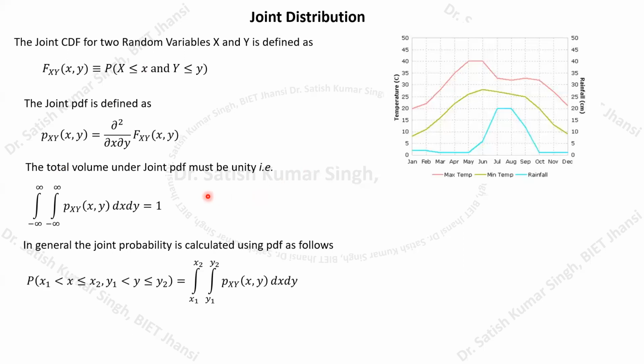But when we have two random variables, the volume carved out by that particular surface will be equal to 1. Okay, so it is representing the volume, right? So this volume should be equal to 1.